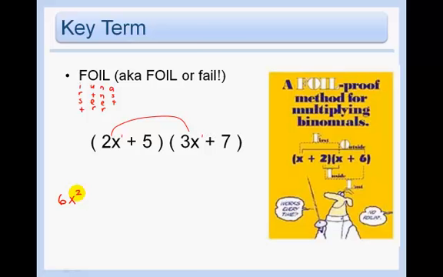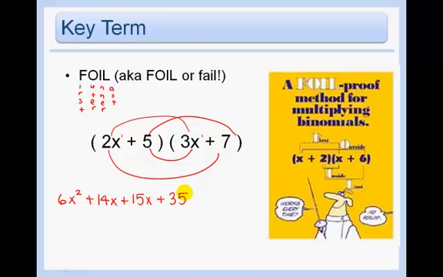Outer. So outer are these two. Those are the outermost terms. So 2x times 7, 2 times 7 is 14, and I have a plus sign, 14x. Then I do the inner. 5 times 3 is 15x. And then I do the last. And so that is 5 times 7 is 35.